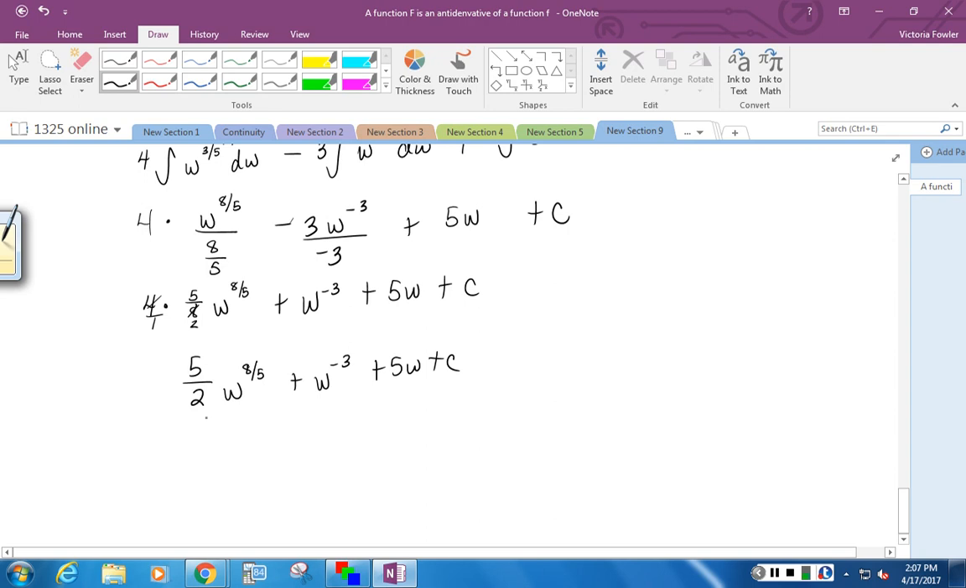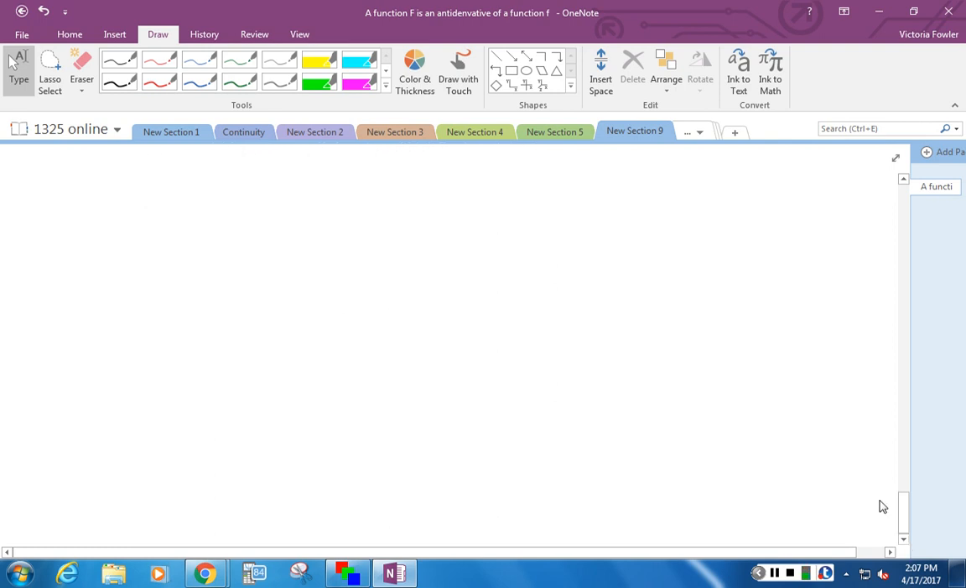Now there's a few things I can do here, such as move this back into radical form and then get rid of my negative exponent. But I think this does justice to what we're trying to accomplish here. Okay, let's do one more.